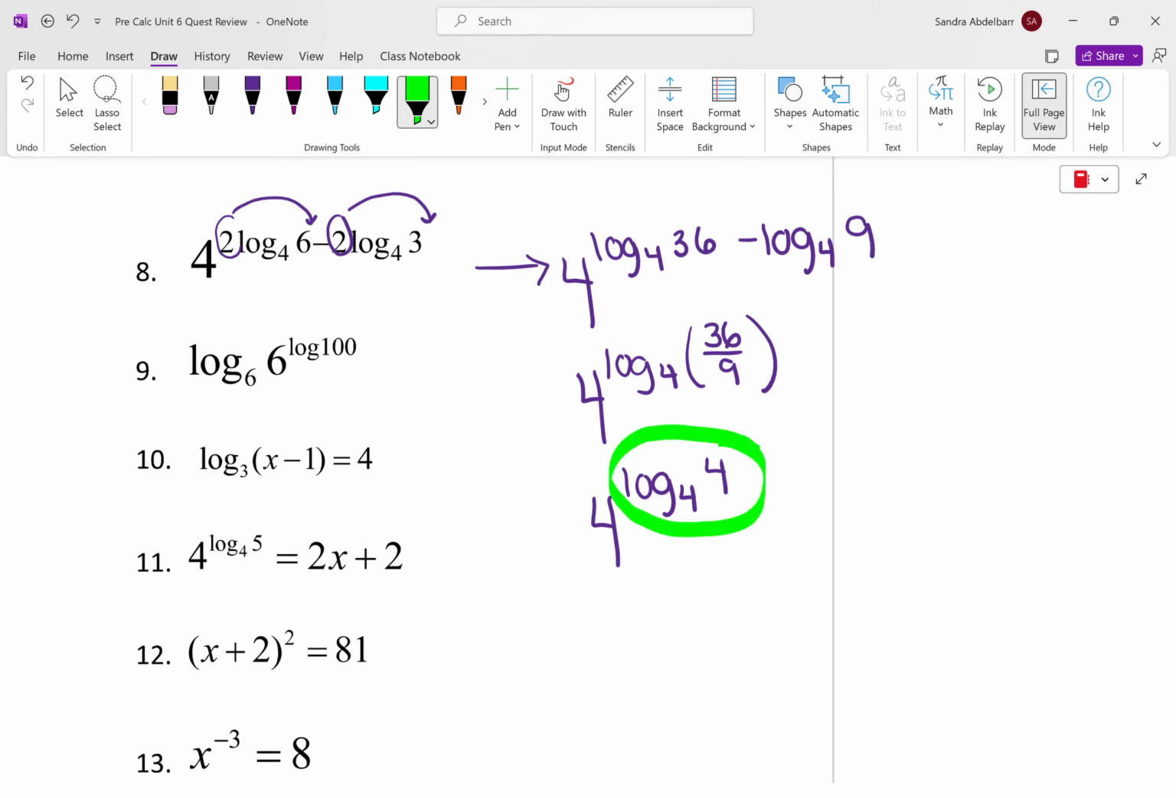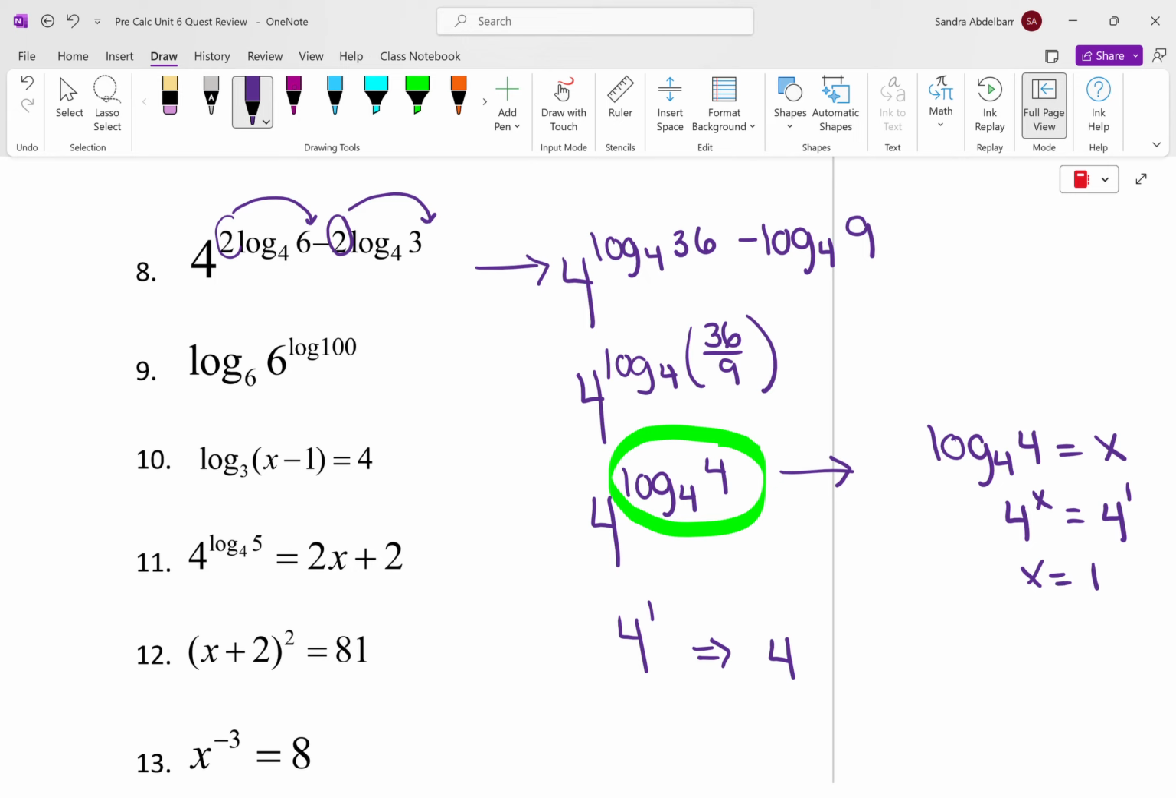We're still simplifying this numerator. What's log base 4 of 4? 1. So this is 4 to the first power, which is just 4. If you didn't remember that shortcut, if you didn't remember that log base 4 of 4 is 1, that's okay. You can just solve it. Log base 4 of 4 equals x. So 4 to the x equals 4 to the first. So x has to equal 1. Anytime you don't remember a shortcut, you could just solve it. It's not a problem.